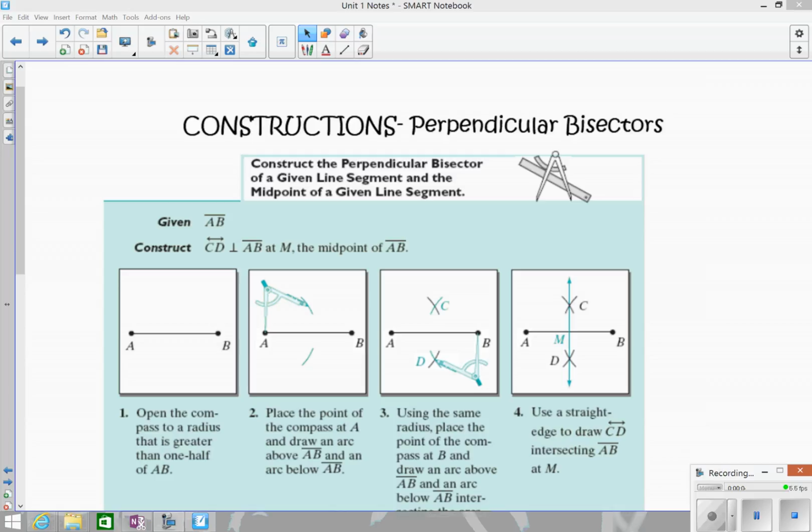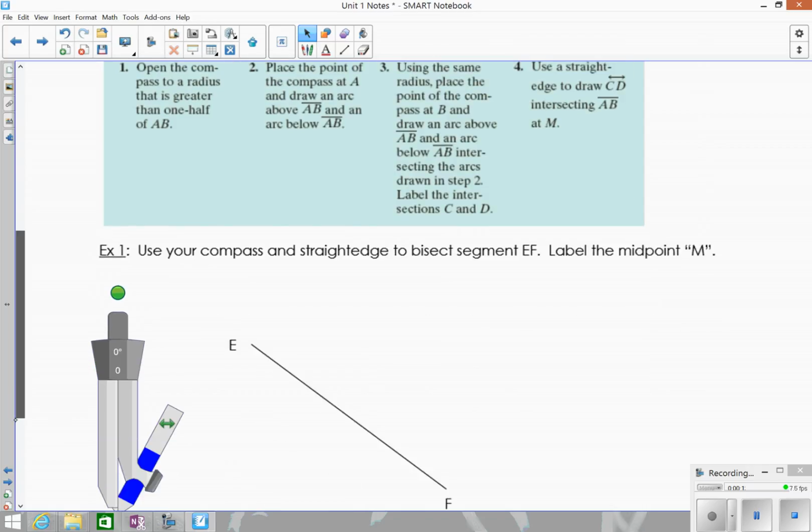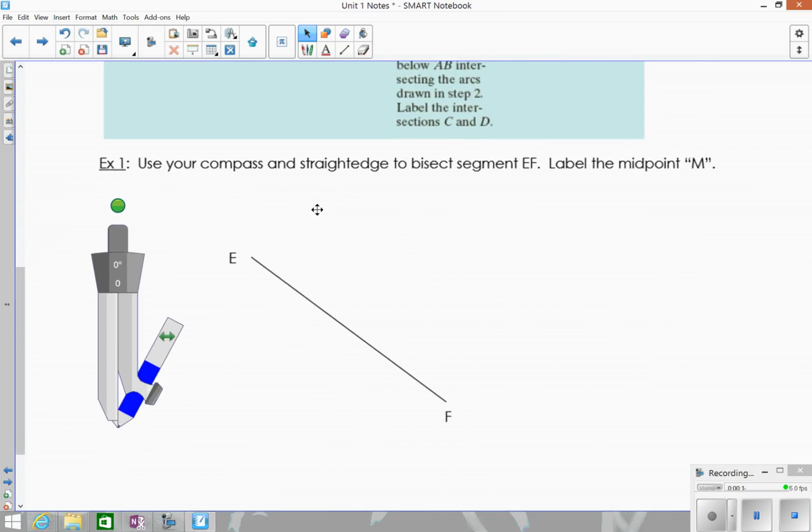In this video, we're going to look at how to construct a perpendicular bisector using a compass and a straight edge. So here are all of the steps right here, but I want to show you an example. So if we go down to example 1, it says use your compass and straight edge to bisect the segment EF.